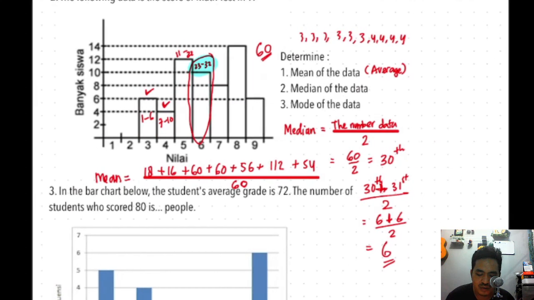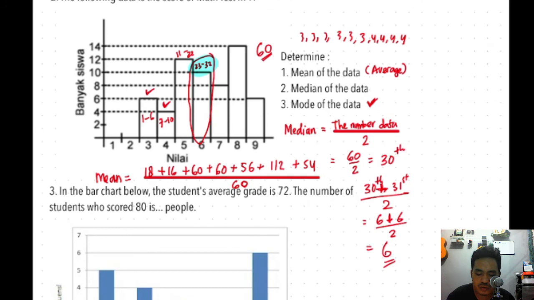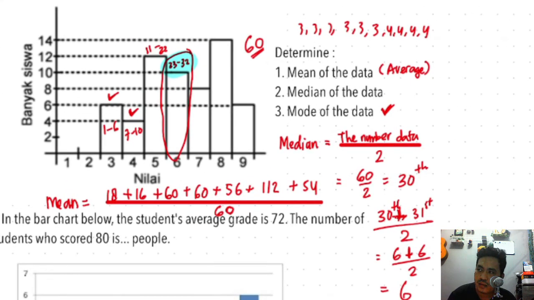Okay, to find the mode is very easy. Mode is the most occurring or the most appearing data. The most students who get that score, the most number of students that get that score. So we have 14 students who get 8. 14 is higher than the others. So the mode is 8. The most, yes, the most is 8.